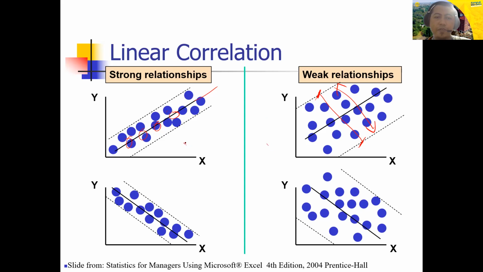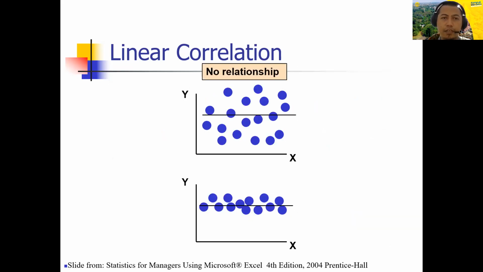It's a similar way with positive or negative correlation. This is positive and this is negative. Sorry, this is negative correlation. Okay. Any questions? No? Okay. Let's move forward.